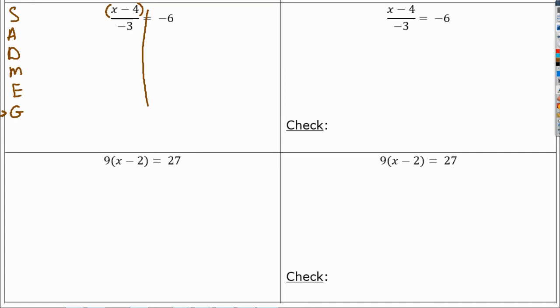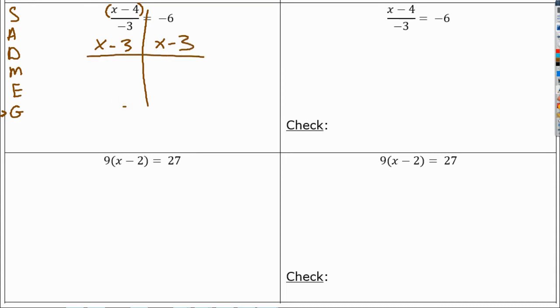Next, we have division and multiplication. Yes. On the bottom, we have a number by itself, so it's not part of a group, and it's dividing negative 3. So the opposite of division is multiplication. So we're going to multiply by negative 3 on both sides.